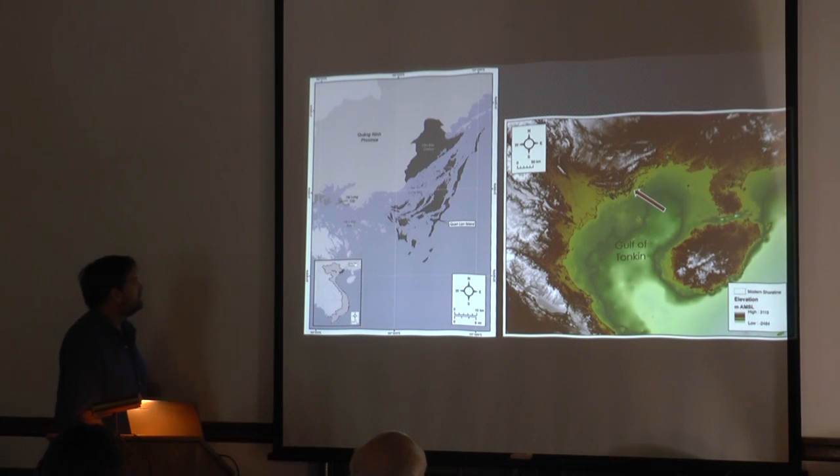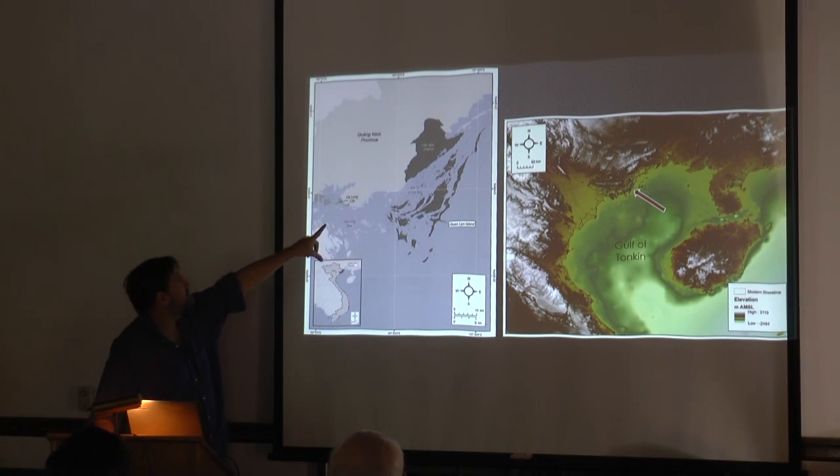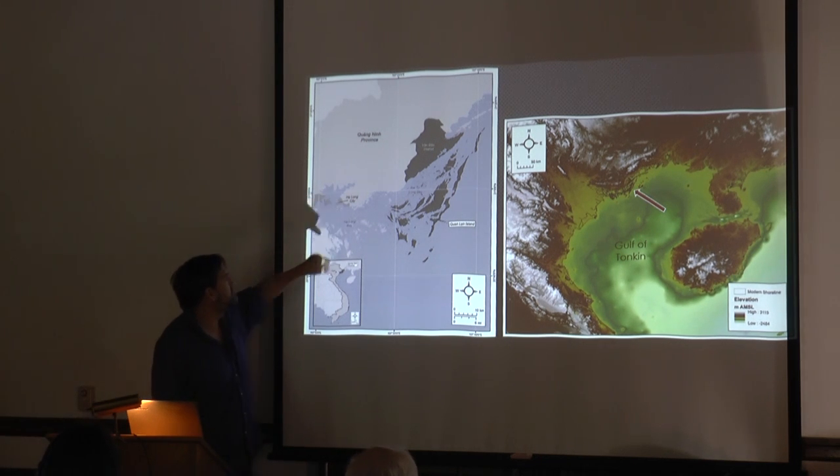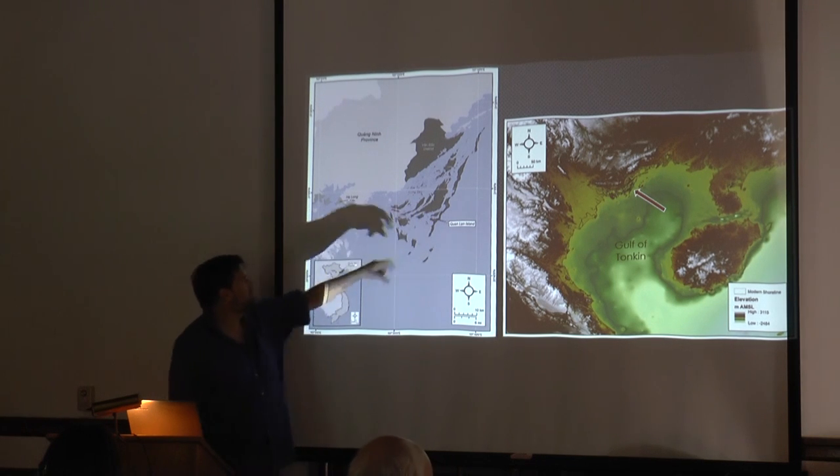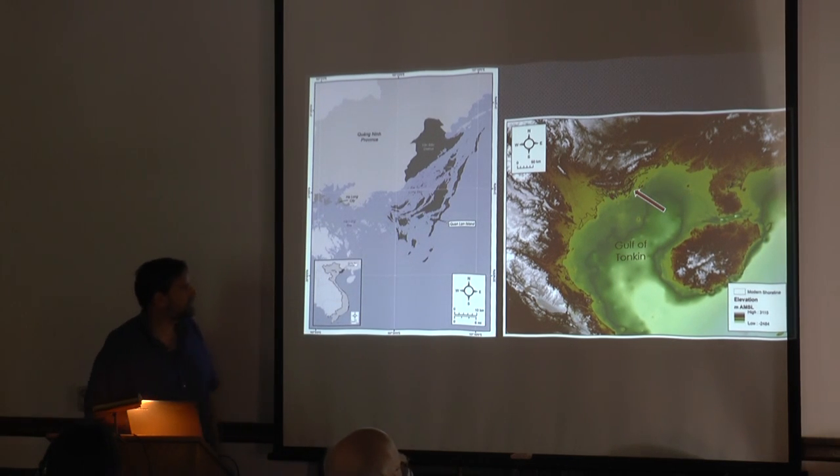But this is the location. This is the Van Don district in Quang Ninh province. Ha Long City is here. This is Ha Long Bay. That's Tu Long Bay. And Quan Lan Island is this long, narrow one right on the outside.